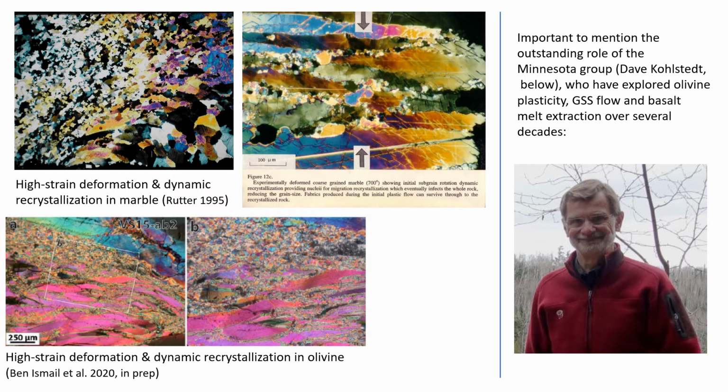On the left are some examples of experimental high plastic strains accompanied by dynamic recrystallization and grain size reduction in calcite and in olivine. At this first mention of olivine, it should be mentioned the outstanding contributions of the Minnesota group, led by Dave Kohlstedt on the right, to establish flow laws for intracrystalline plastic and grain size sensitive flows in olivine, the influence of small amounts of melt on deformation, and the extraction of basalt melt from its mantle protolith. However, this is not to say that no other groups have worked on olivine. Many have, and have produced very substantial advances.